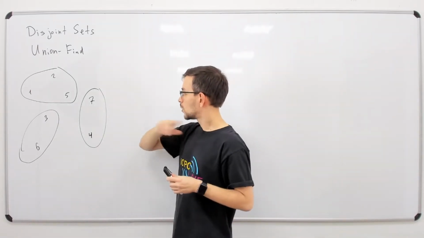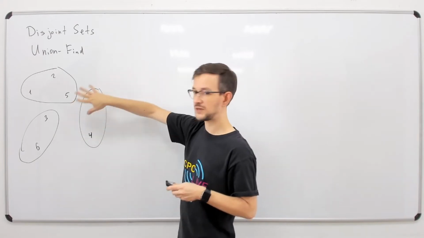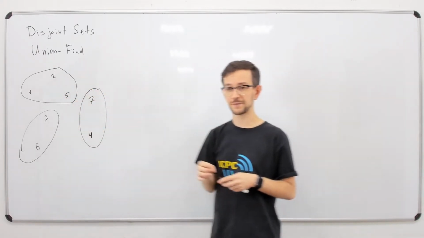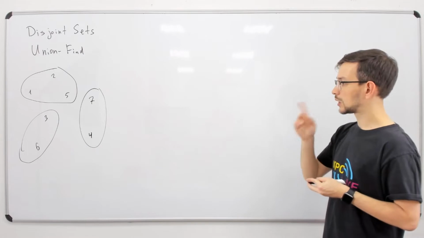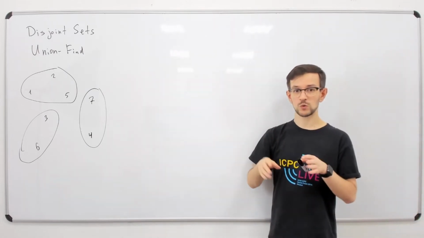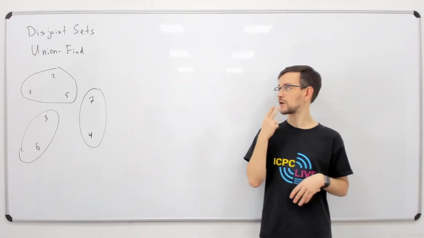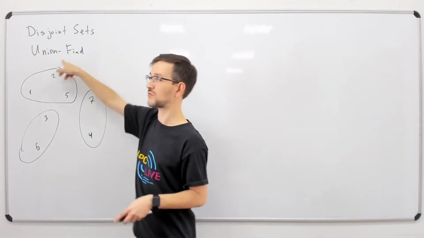Disjoint sets. So we have some objects, and they are divided into some sets. What do we want to do with these sets? We want to perform 2 types of operations. Basically, it's union and find.